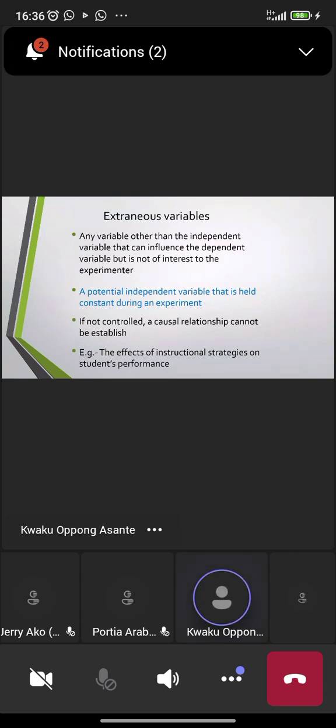I mentioned earlier that extraneous variables, and just take note, extraneous variables are potential independent variables. What it means is that if you remove the independent variable, now we want to, so for example, sometimes I like writing on the board. So for example, we want to look at the effect of tutorial attendance on end of semester exams. So we have tutorial attendance, end of semester. So our IV is tutorial attendance, and our DV is end of semester exams.